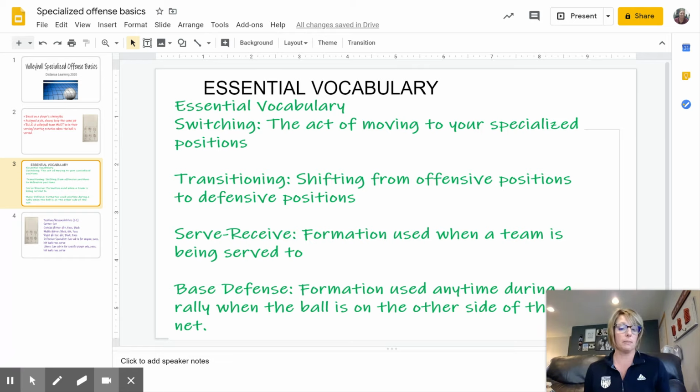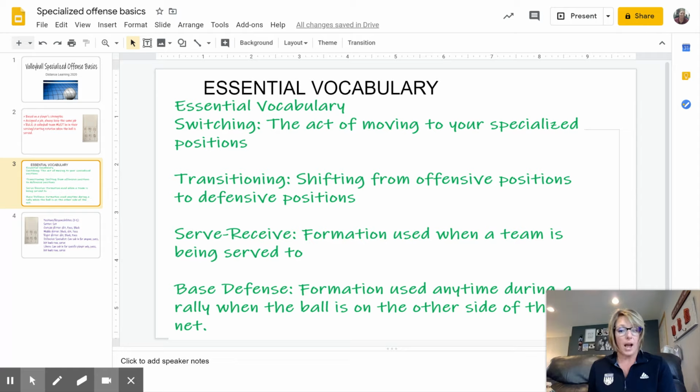A serve-receive formation is what is used when you are being served to. That is something that we are going to be learning about and how we do that. We will be using a 3 or 4 person serve receive in the 5-1. And then the last term is base defense. This is a formation used anytime the ball is on the other side of the net. You go to your defensive position, which might be slightly different than your offensive position.